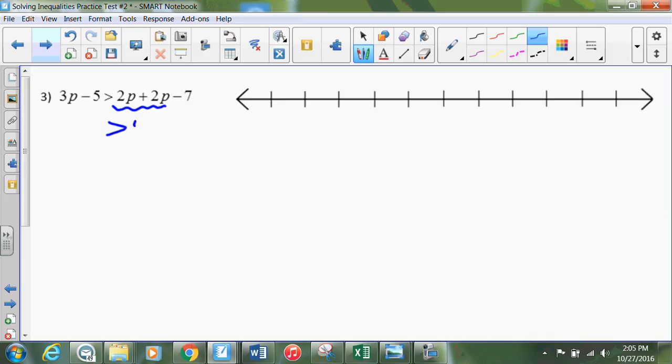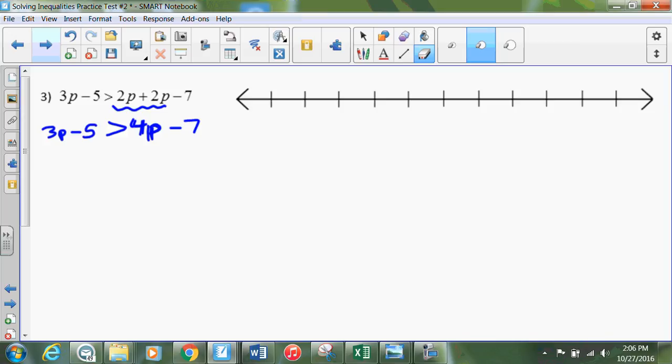2p plus 2p is 4p. I'm going to bring everything else down because I only do one step at a time to make sure I don't make mistakes. Now I want to gather the p's on the same side. So I see this 4p, and when I want to move it, I'm going to do the opposite. It's positive 4p, I'm going to subtract it from both sides.